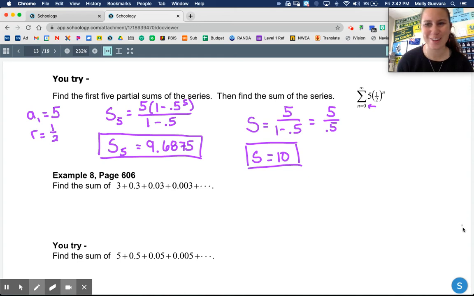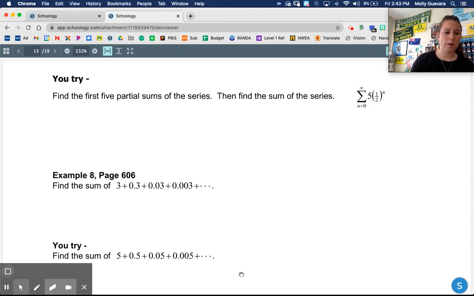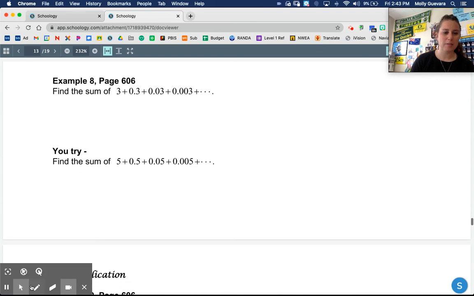I don't know why both those examples, the sum of the infinite series was 10, but again, as I add new terms every single time, I will get closer and closer to 10. Okay, one more, just finding the sum of the infinite series. I need to know my first term, which is 3, okay? And I need to know my R. Well, I don't know my R, so I'm going to take my second term and divide it by my first term.